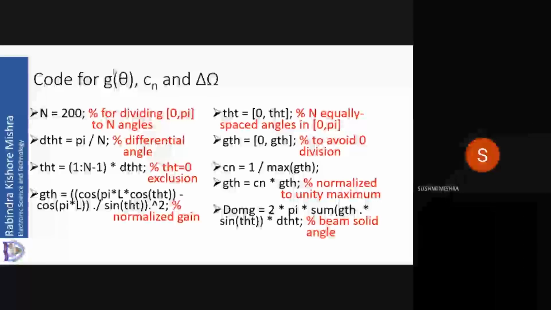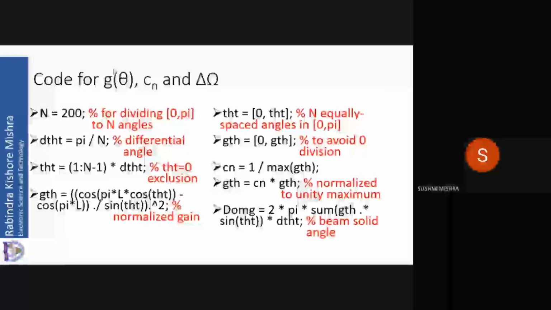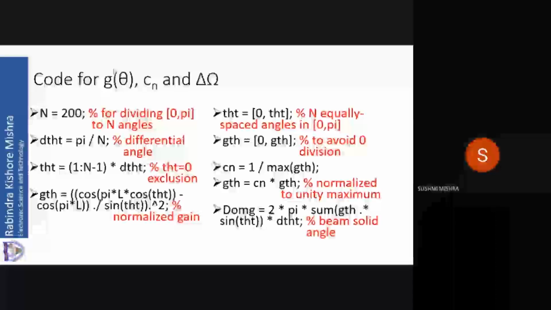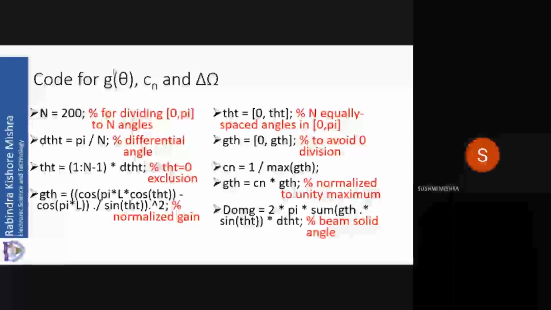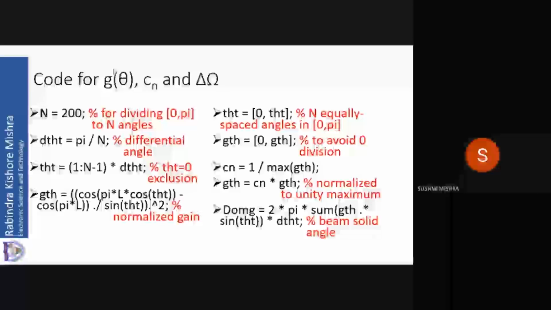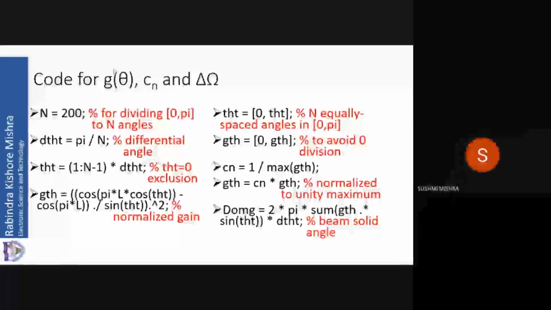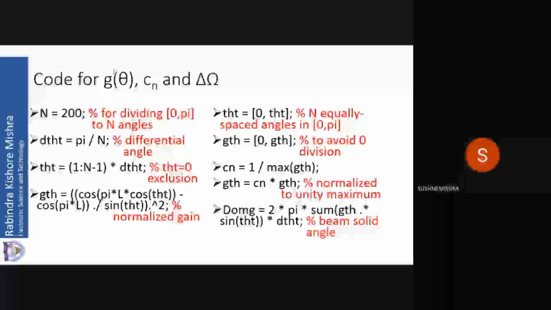Now once we know Cn, then we can find out what is the normalized GTST. So find how to do that. GTST is equal to Cn star GTST. Now look at this point. This is Cn star GTST, not dot star. Here we are not multiplying element by element because Cn is only one element, one maximum value. So one element. So it is star GTST. Now we have normalized GTST to its unit value.